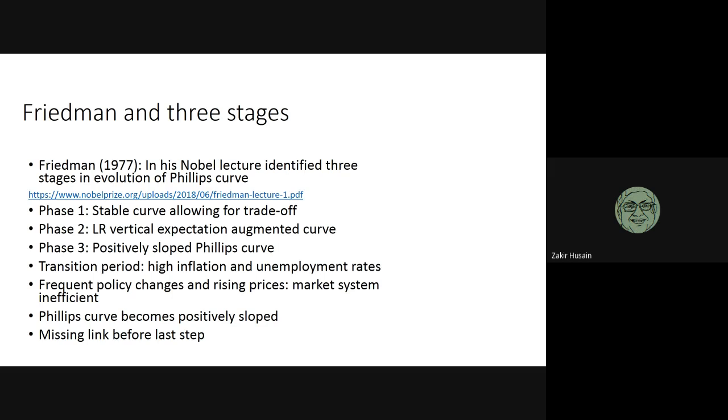He identified three stages in the evolution of the Phillips curve. Phase one was the original Phillips curve, focusing on the short-run period. It was a stable relation between the unemployment rate and inflation rate, and it allowed for a trade-off between the two. The second phase, in which he was the proponent along with Phelps, was a long-run vertical Phillips curve, when you augment the short-run Phillips curve with expectations. In his lecture, he also talked about a positively sloped Phillips curve.